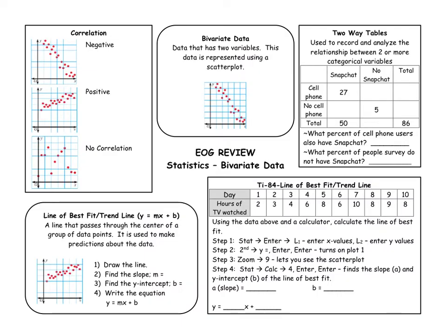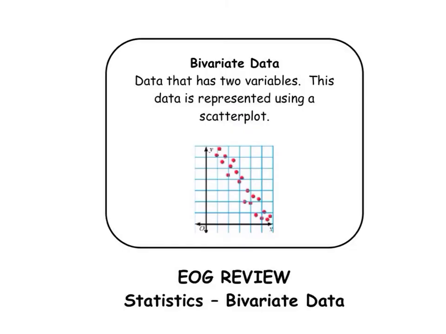So this is the note sheets that you should have, and we're going to start with the middle one, which is bivariate data. And bivariate just means data that has two variables. And this data is usually represented in a scatter plot, and this guy right here is a scatter plot. A scatter plot is on the X and Y axis. It's 100% of the time just in quadrant 1.